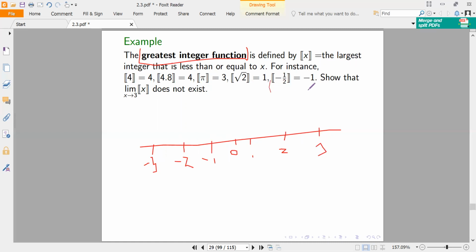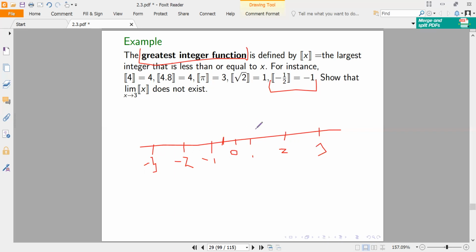Let's take, for example, -1/2. It's somewhere here. Remember these values keep on increasing. So 3 is greater than 2, 2 is greater than 1, 1 is greater than 0, 0 is greater than -1. So for -1/2, the greatest integer, the highest integer that is not bigger than it, will be -1. I hope that is clear.